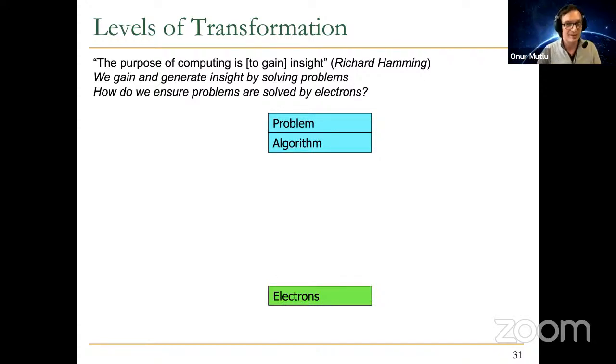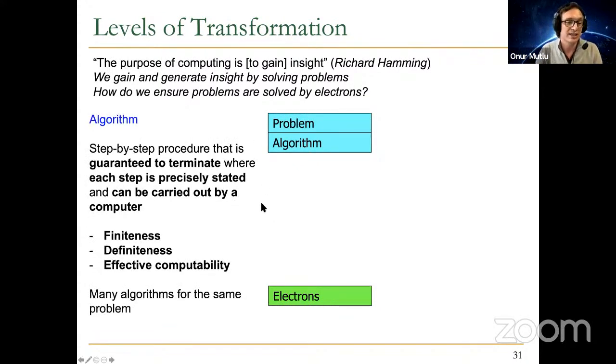Problem gets translated to an algorithm. An algorithm is something that's essential for being executed on a computer. It's really a step-by-step definition of a procedure that has three properties. Essentially, it has a property of finiteness, which means that it's guaranteed to terminate. Each step is precisely stated. This is definiteness. And each step can be carried out by a computer, effective computability, right? So there are steps that cannot be carried out by a computer. You can imagine expressing steps that way, and those should not be part of the algorithm definition, clearly.